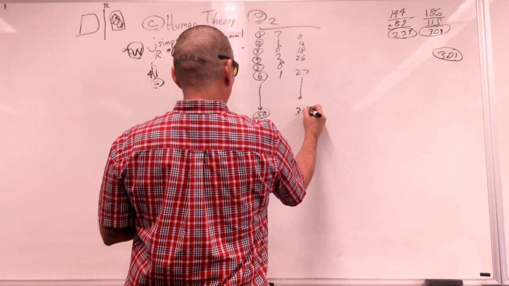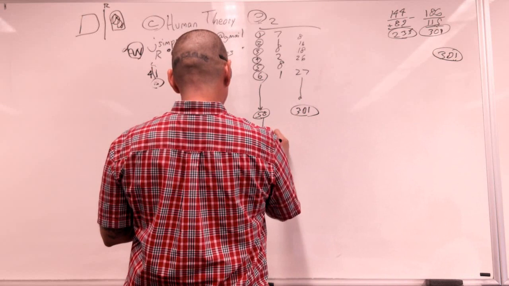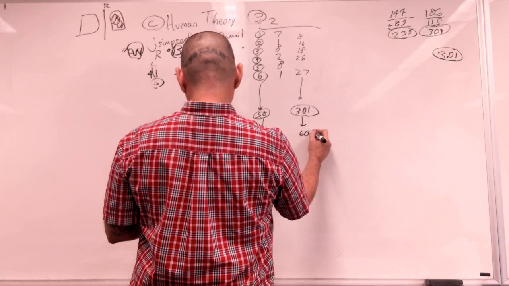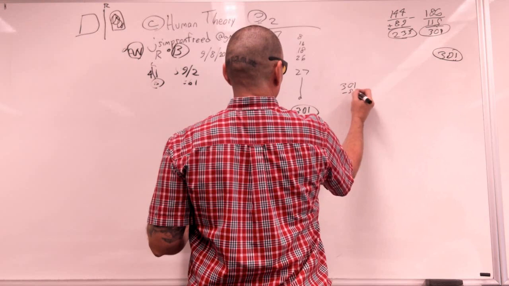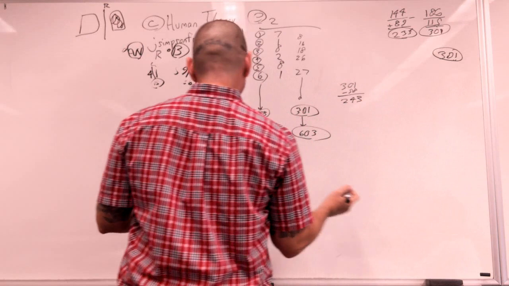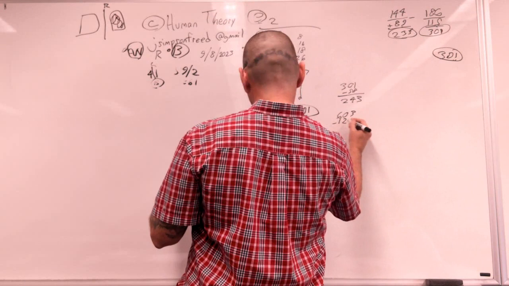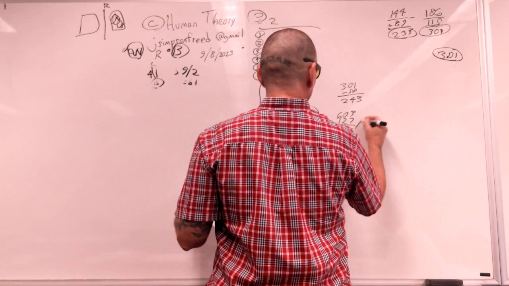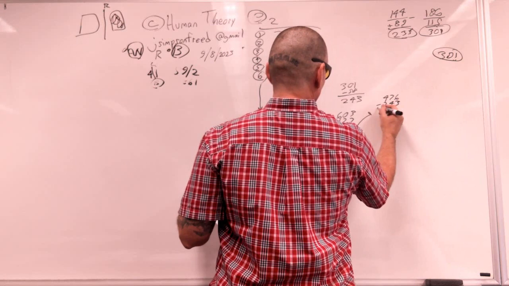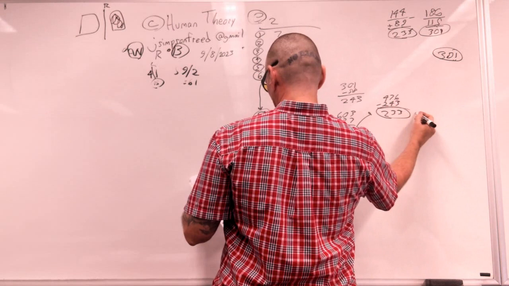Okay, now I want you to go to 127, and go till it's 603. Okay, I want you to take the 301 minus 58. And I want you to take 603 minus 127, 476. And I want you to take these, 2233, which 144.89.